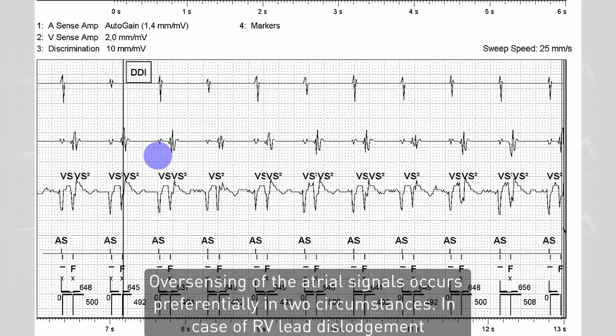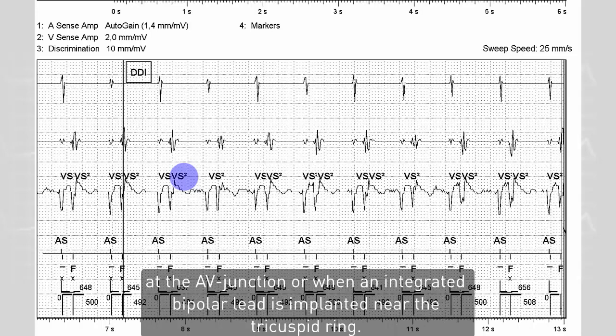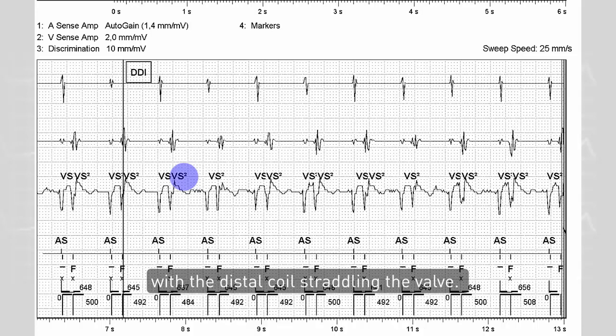Oversensing of the atrial signals occurs preferentially in two circumstances: in case of RV lead dislodgement at the AV junction, or when an integrated bipolar lead is implanted near the tricuspid ring, with the distal coil straddling the valve.